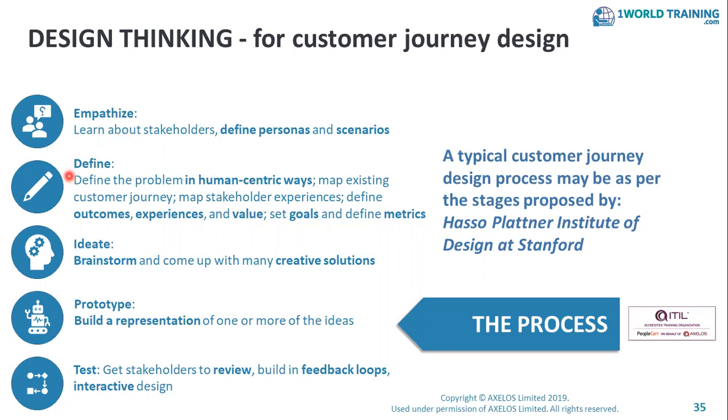Defining is about defining the problem in human-centric ways, mapping existing customer journey, mapping stakeholder experiences, defining outcomes, experiences, and value, setting goals, and defining metrics. Ideation: brainstorm and come up with many creative solutions. Once the empathy and definition have been completed, the next step is prototype, which is building a representation of one or more of the ideas. The idea may be built and shown to others. And the last step is testing, to get stakeholders to review, and build in feedback loops, or interactive design.